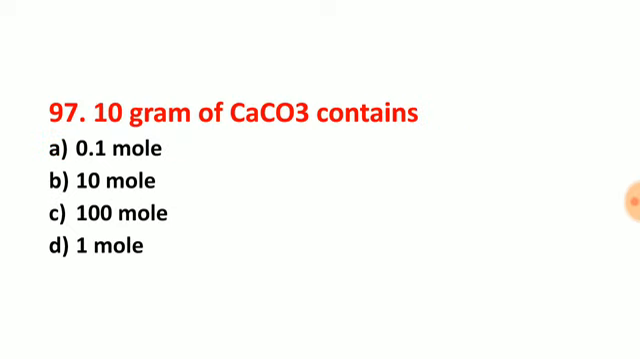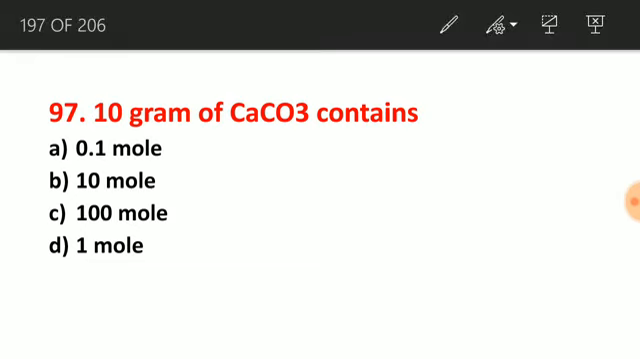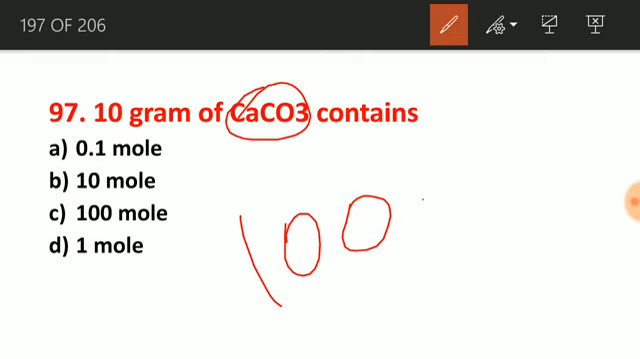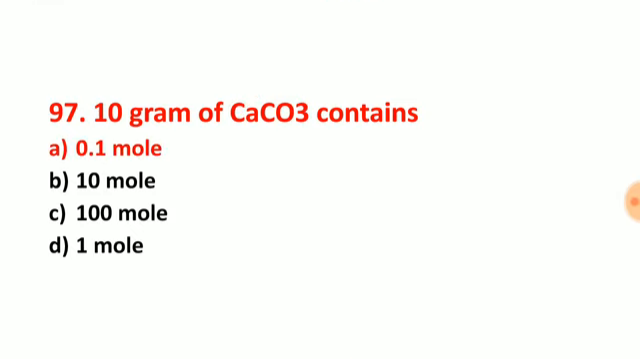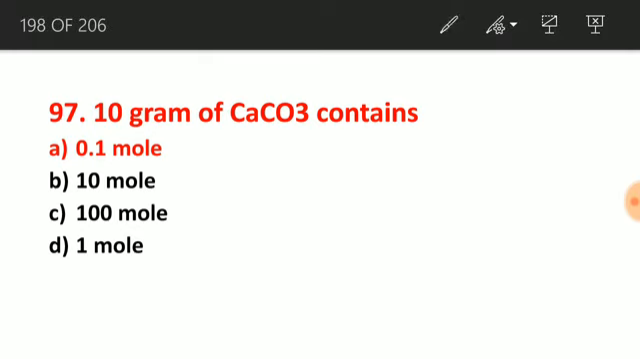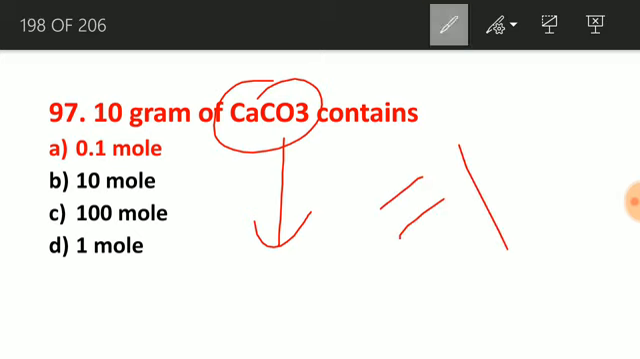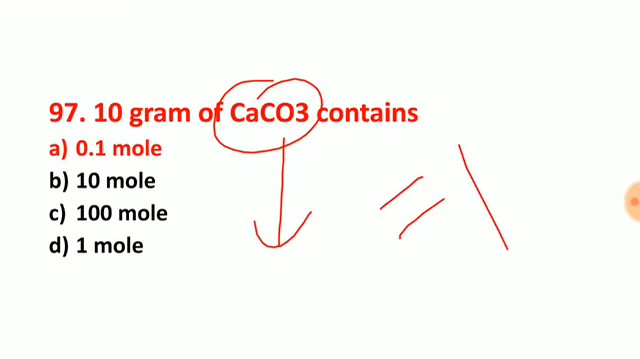Question number 97, 10 gram of CaCO3 contains. If we add all the masses, we get 100 gram. So 100 gram is 1 mole, 1 gram is 1 by 100 mole, and 10 gram is 1 by 100 into 10, that is 0.1 mole. The definition of 1 mole is the gram amount that is equivalent to 1 mole. 6.023 into 10 to the power 23 is also 1 mole. 22.4 liter is also 1 mole.